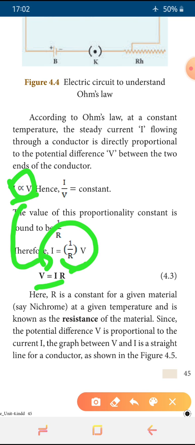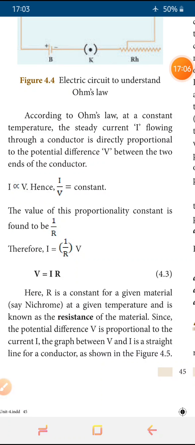So what is the equation? V is equal to I into R. This is the relation established by the scientist Ohm. So this rule is called Ohm's law. So Ohm's law is: at constant temperature the potential difference between the two ends of the conductor is directly proportional to the electric current flowing through that conductor. This statement is called Ohm's law.